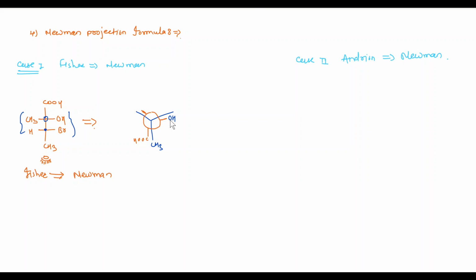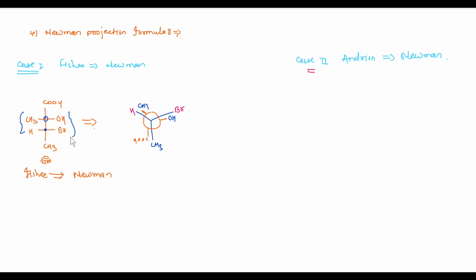But while writing, do not write the carbon number 2 substituent on carbon number 3, or the carbon number 3 substituent on carbon number 2. Keep that in mind. Similarly, this CH3 group is on the left hand side, and we write this CH3 on the left hand side carbon atom. Similarly, for chiral carbon number 3, bromine is on the right hand side and hydrogen is on the left hand side. Let us see the second case.